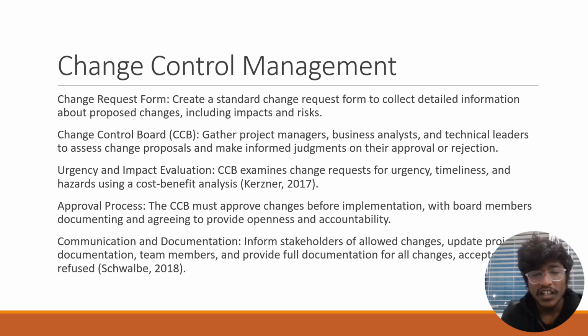The CCB examines change requests for urgency, timelines, and hazards using a cost benefit analysis. And the next one is approval process. The CCB must approve changes before implementation, with board members documenting and agreeing to provide openness and accountability. And the last one is communication and documentation. Inform stakeholders of allowed changes, update project documentation and team members, and provide full documentation for all changes accepted or refused.